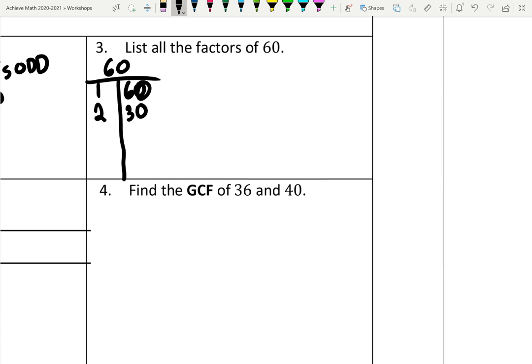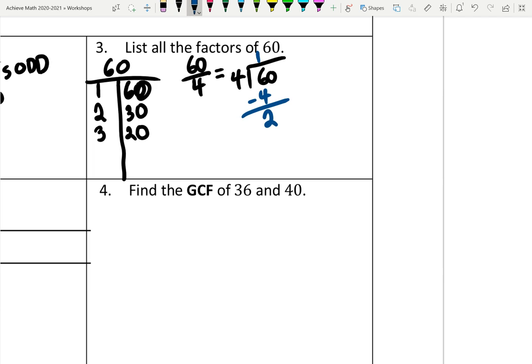Okay, let's go ahead and try 4. 60 divided by 4. If I do long division, 4 goes into 6 once. Minus 4 is 2. Bring down the next number and repeat the process. 4 goes into 20 5 times. Notice how there's no remainder. So 4 and 15 work.